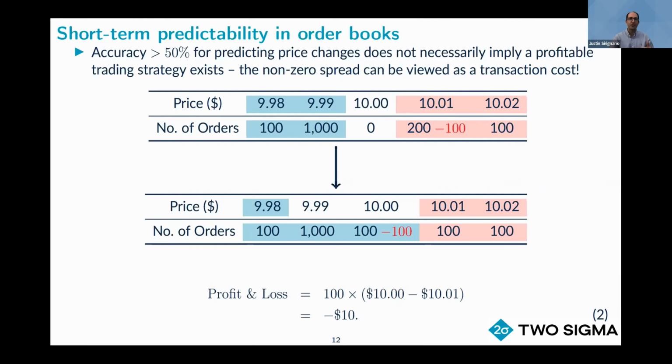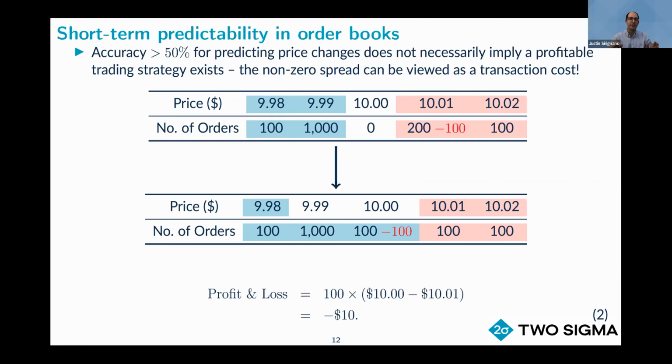This market order is executed at the best ask price of $10.01. In this hypothetical trade, it turns out that the model prediction was correct and the mid price does increase. And then the investor submits a market order to sell the stock, which is executed at the new best bid price. Even though the mid price increased, the investor lost $10 on this trade, as the profit and loss calculation shows.